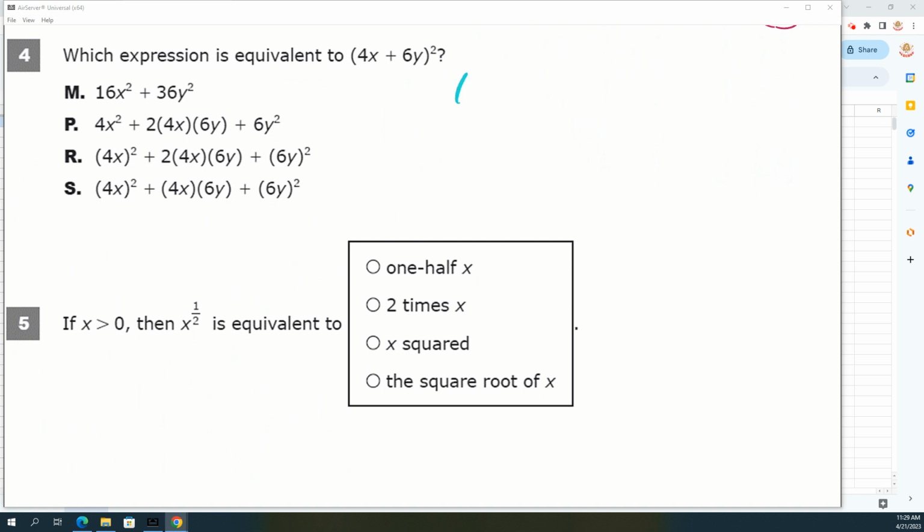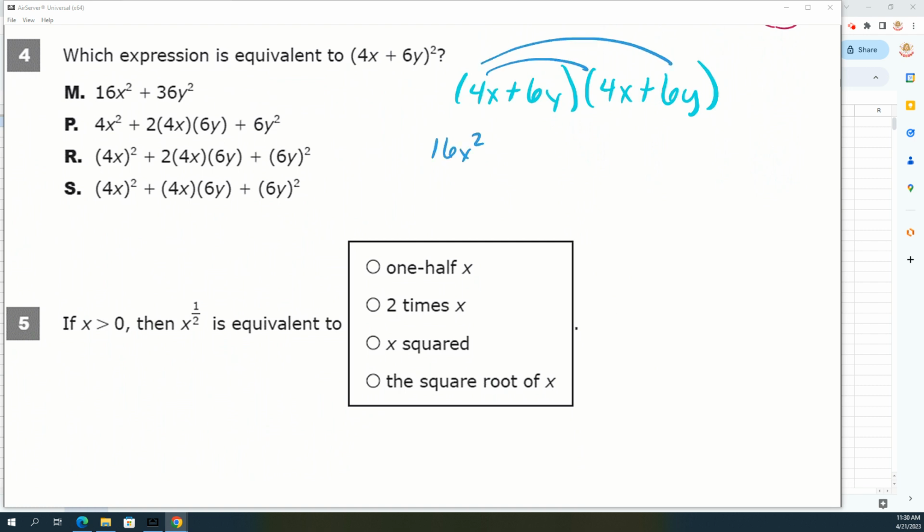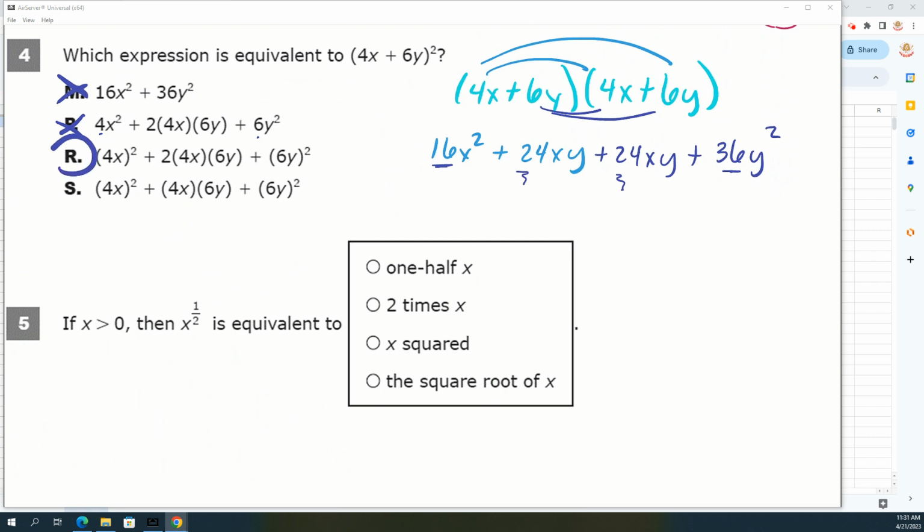Okay. And then we want to know which is equivalent if we took 4x plus 6y and multiplied it by itself. Okay, so we can go ahead and eliminate a couple of answers. Obviously, it's not this one or this one because we got 16x squared and 36y squared, and that was just the 4 and the 6. So we need to decide between R and S. And so I do know that 4 times the 6 is 24. And I also know I got that twice. So the answer is going to be R.